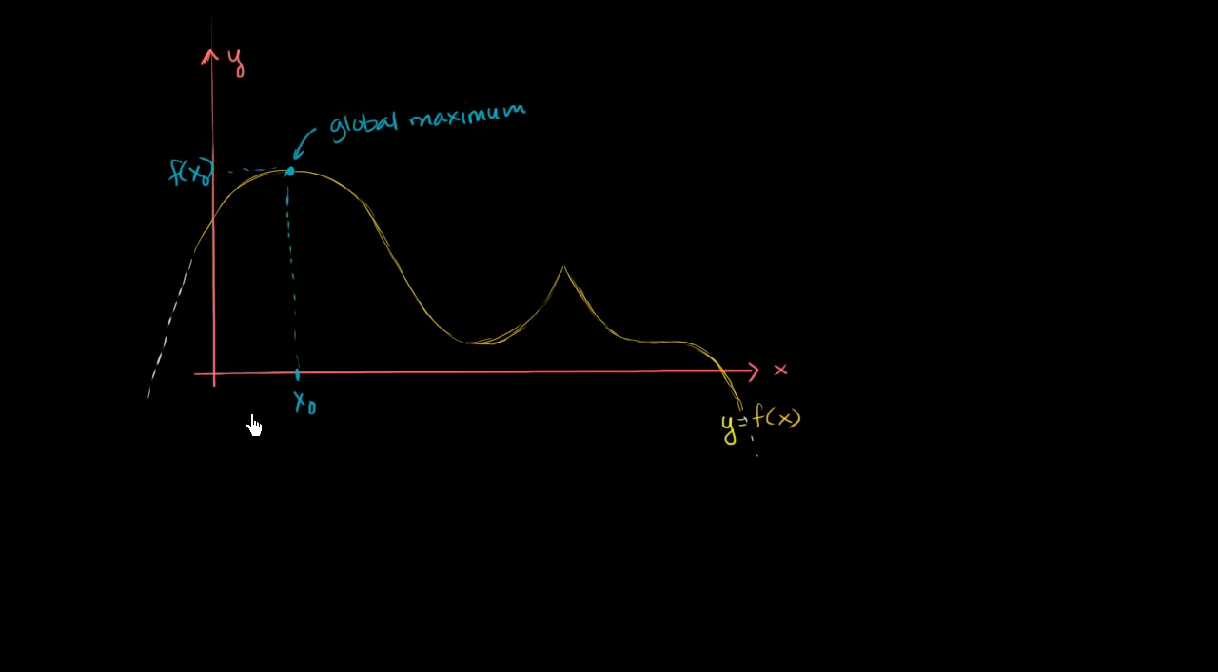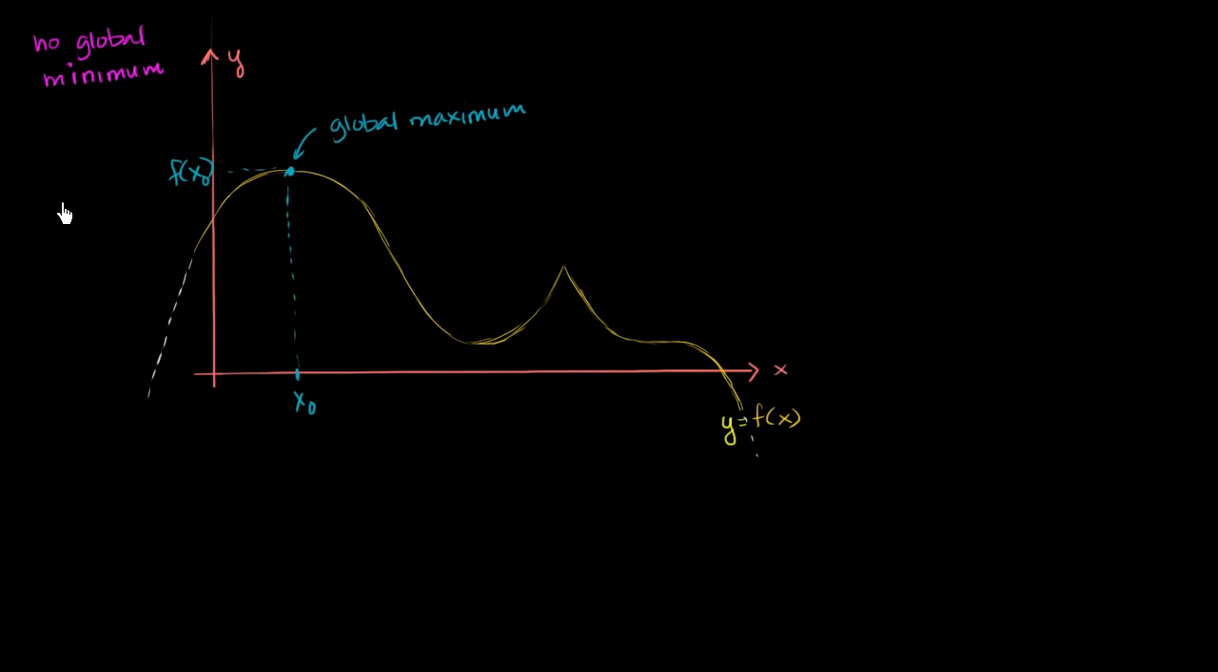Now, do we have a global minimum point the way that I've drawn it? Well, no. This function can take on arbitrarily negative values. It approaches negative infinity as x approaches negative infinity. It approaches negative infinity as x approaches positive infinity. So we have, let me write this down, no global minimum.